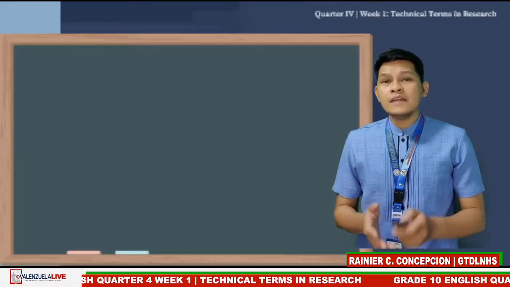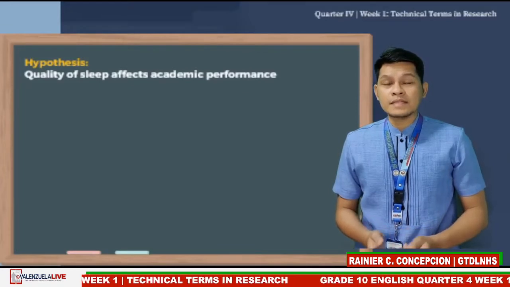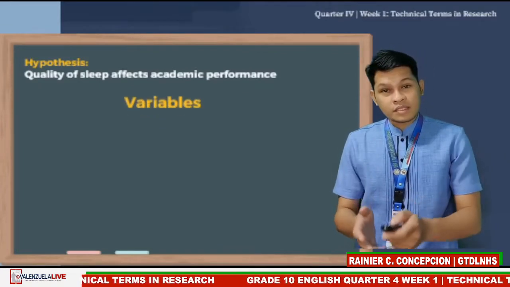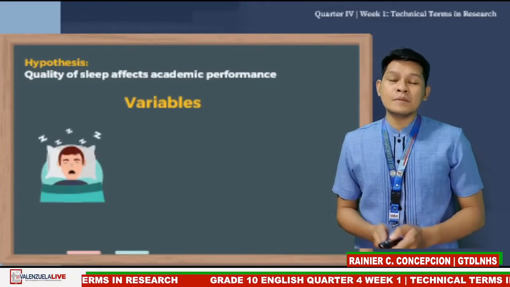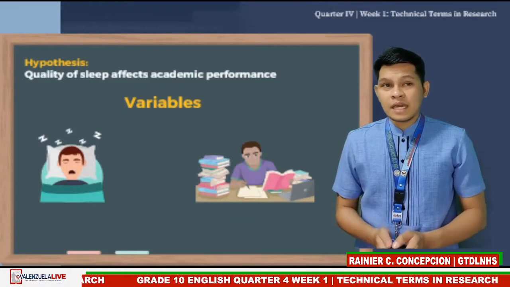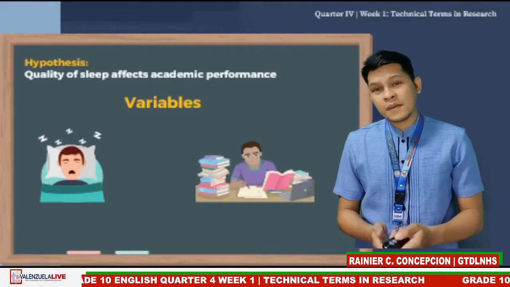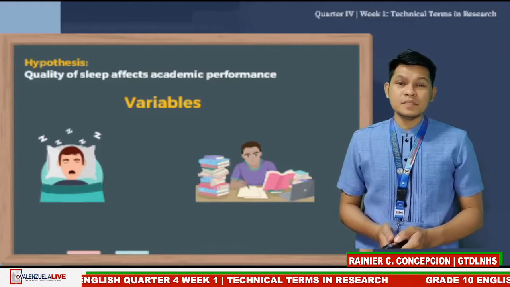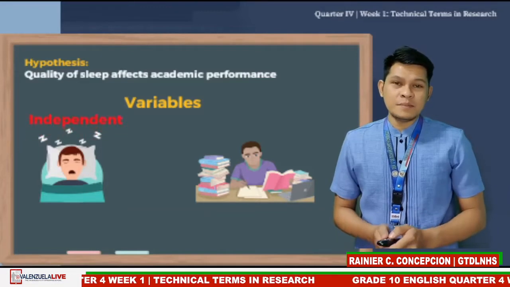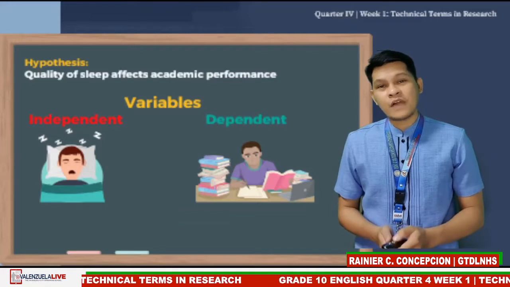Earlier, I gave a sample hypothesis. Quality of sleep affects academic performance. Our variables are quality of sleep and academic performance. Which among the two presented variables is an independent variable, and which is the dependent variable? Our independent variable here is the quality of sleep, while academic performance is our dependent variable.